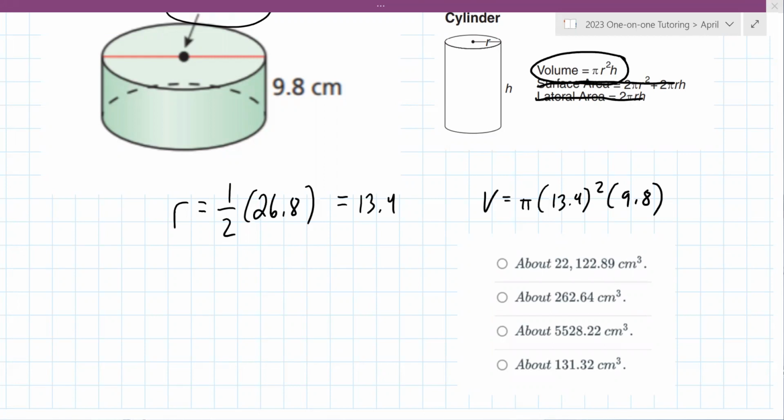I think it's about 5,528.22 centimeters. You got it. All right. I think we're going to stop here because we've really tried to squeeze everything we can out of this lesson.